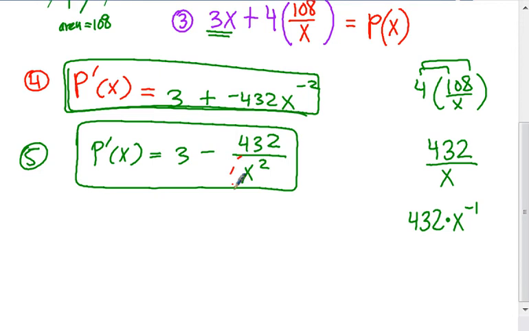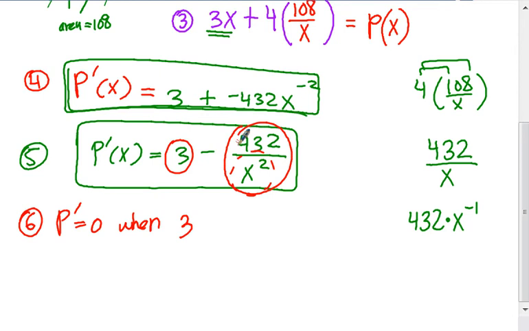Well, can't divide by 0. So if we try to write 0 for x, we get that the derivative is undefined. But we already knew that. x can't be 0 from our constraints discussion, so that doesn't really add anything. However, I should be concerned about whether p prime is ever 0. So p prime is 0 potentially when these two values are equal, since then they will subtract to equal 0.